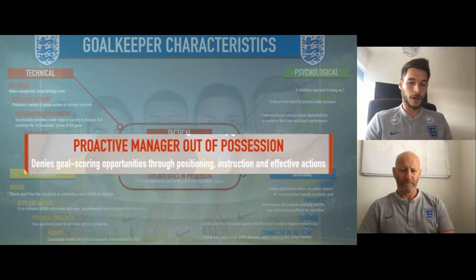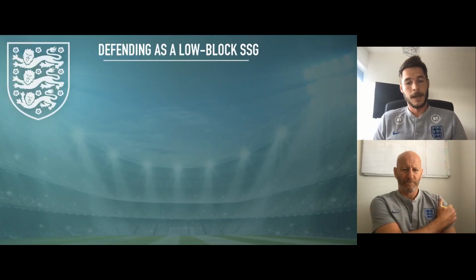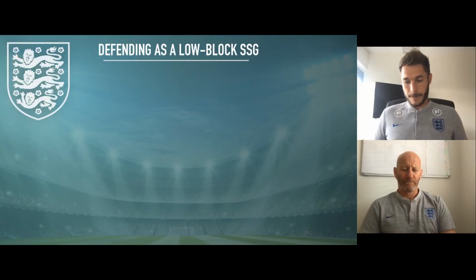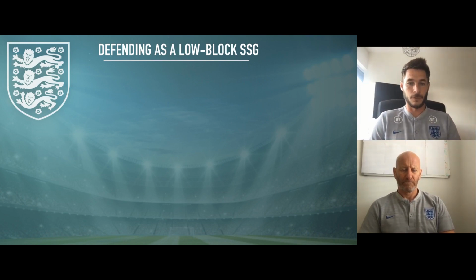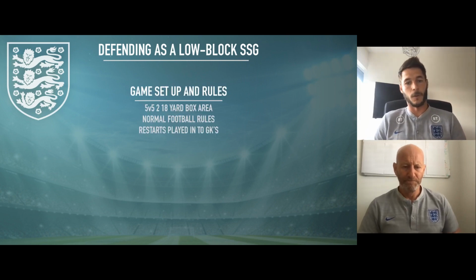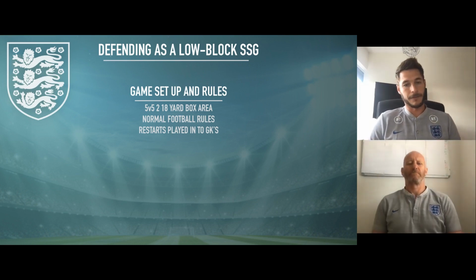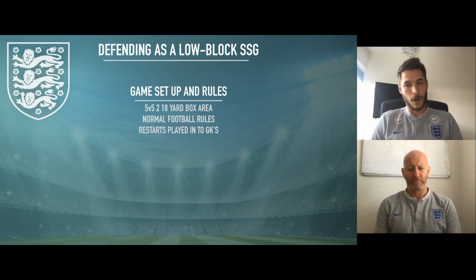So the next thing we're going to be looking at is an England under-21 session. The theme, the focus of the session, was defending as a low block, and it was a small-sided game. Just to give you a clearer picture before we watch the video, the game setup and rules: it was 5v5, 2 18-yard box areas, so a 36-yard area. Normal football rules, no constraints on it. The only difference was whenever the ball went out of play, the restart was played from the side straight into the goalkeeper, and it would start from there, but it's a 2-way flow practice.